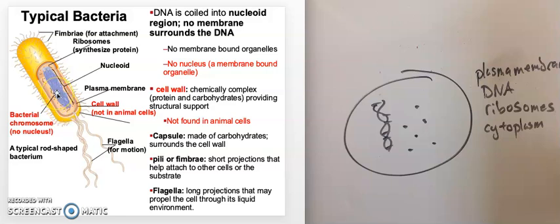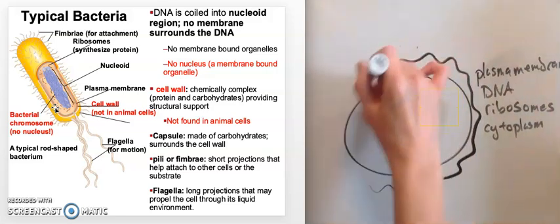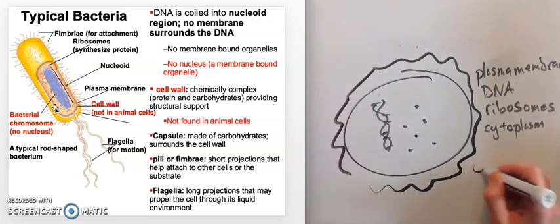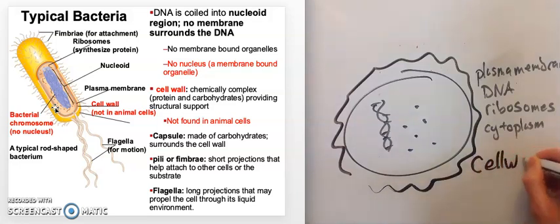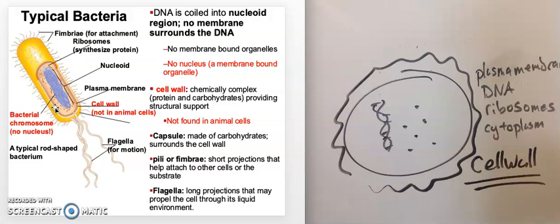Some structures that prokaryotes have that are distinct from animal cells, in addition to the plasma membrane, they have a structure outside of the plasma membrane. Okay? And this structure outside of the plasma membrane is called the cell wall. Animal cells don't have a cell wall. The cell wall is not the same thing as the plasma membrane. In bacteria, the cell wall is made out of peptidoglycan. It's a mixture of proteins and carbohydrates.